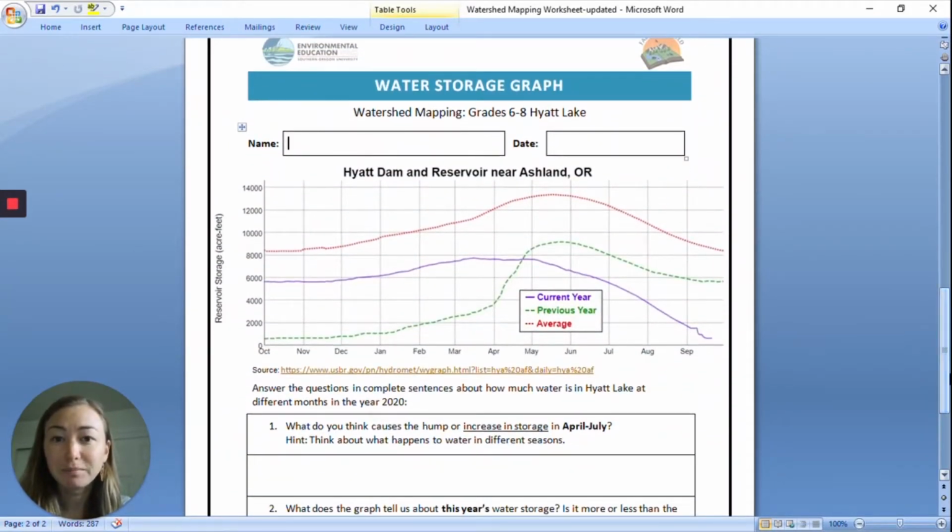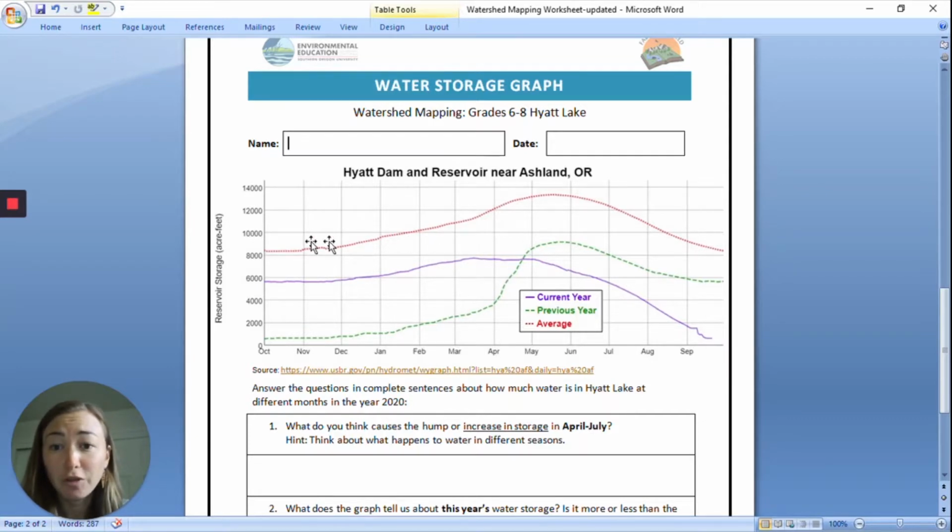So this graph right here is the level of water that is in Hyatt Lake throughout the whole year of 2020. It says reservoir storage here on the y-axis, and on the x-axis it starts in October 2019 and then goes all the way to January 2020 and all the way until September, which is basically where we are right now.